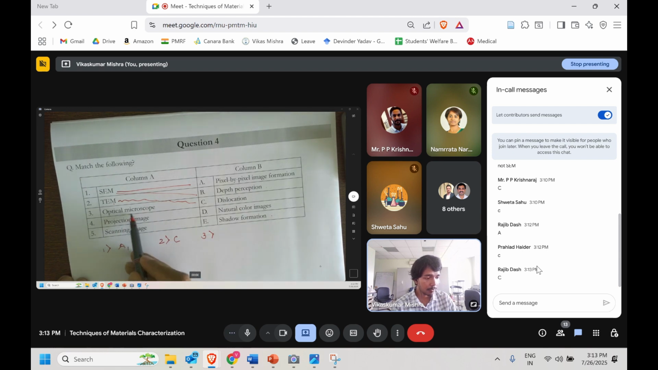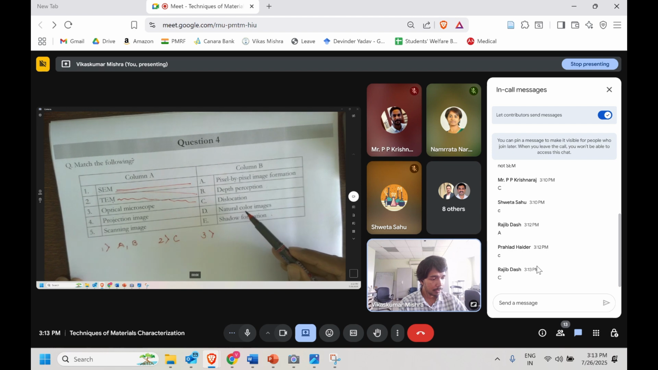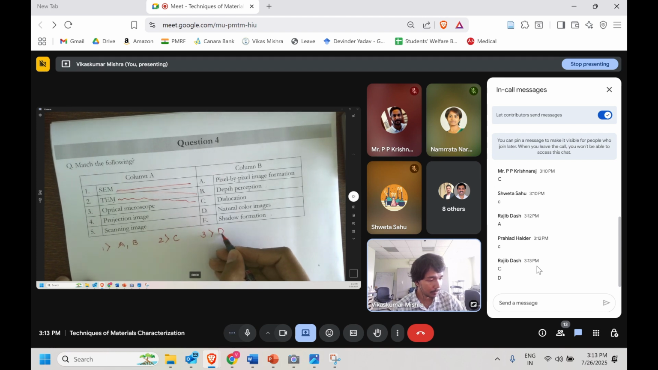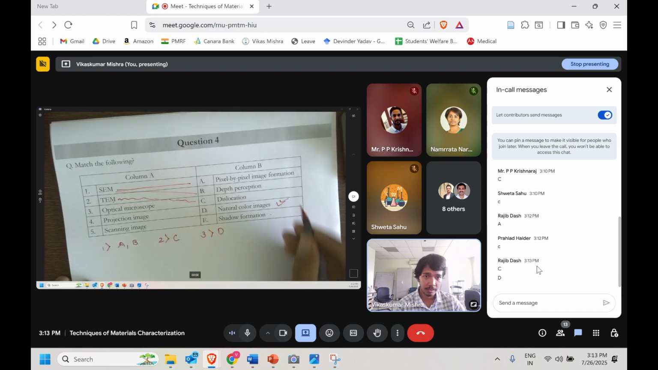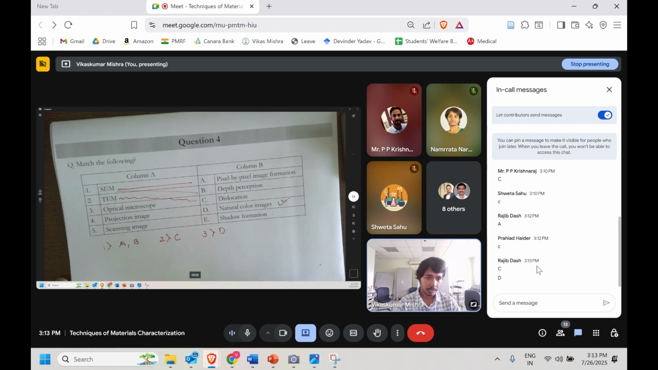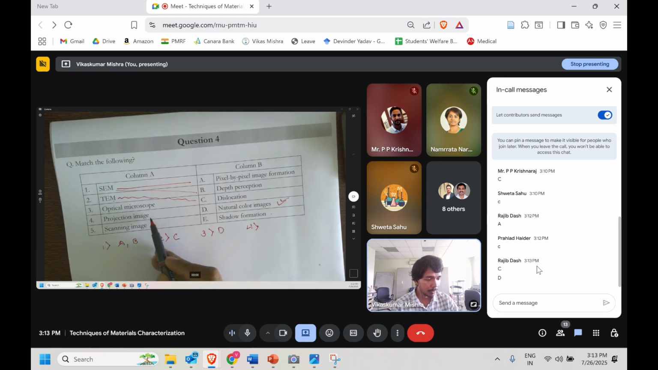Let's go to the third one. What about the optical microscope? C, sorry, D or E? Yeah, that's right. Option D is the right answer. We are using natural images, natural color in this case, because in the optical microscope we are using visible light. Now let's go ahead.